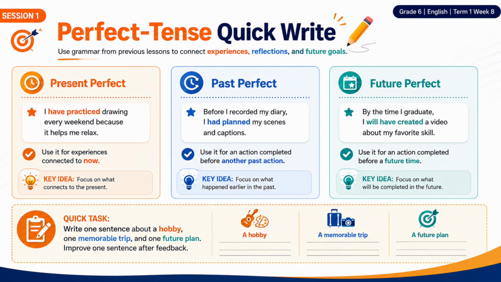Now it's your turn. Think about 3 things: a hobby, a memorable trip, and a future plan. Write 1 sentence for each. Try to use an appropriate perfect tense. Remember, good grammar helps us clearly communicate our experiences, reflections, and goals. Take a moment to write your sentences before we continue.